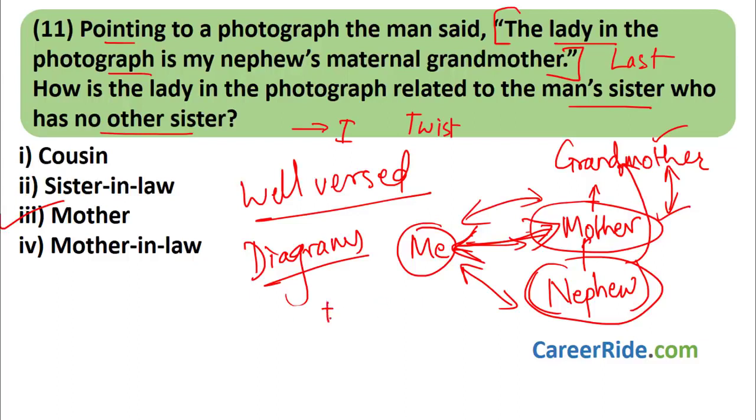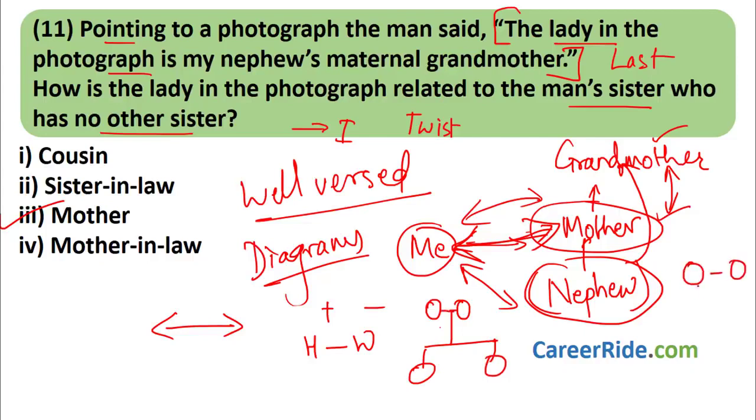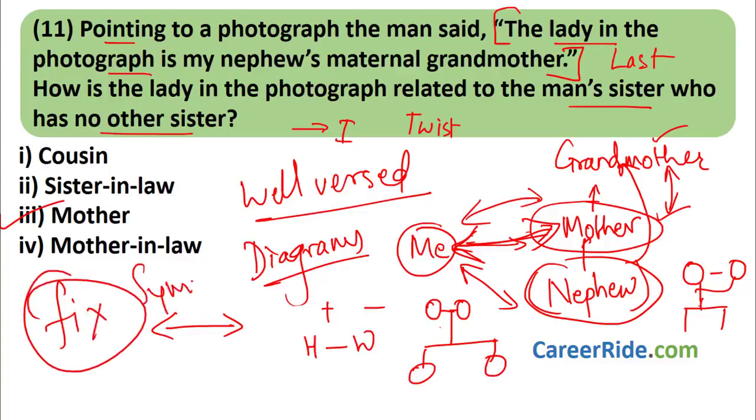Also remember the symbols: plus for male, minus for female, double arrows for siblings, and a dash for husband and wife. This is the wife, this is the husband, and every generation is written on the next level. Either this way you can write it, or you can have husband, wife, and then their children. So this is also correct. Whichever way you want, just fix your own symbols and use them in the exam.